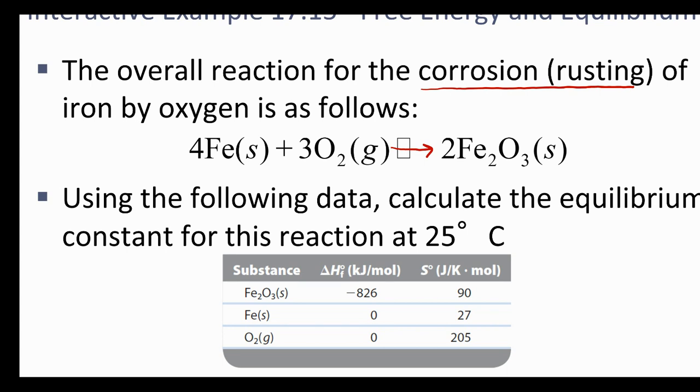Okay, I don't want to do these anymore. So products minus reactants. If you want to practice, go ahead and do both delta H and delta S, and then find delta G. Stop me and then double check your answers.